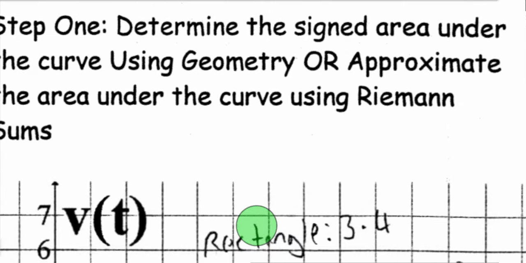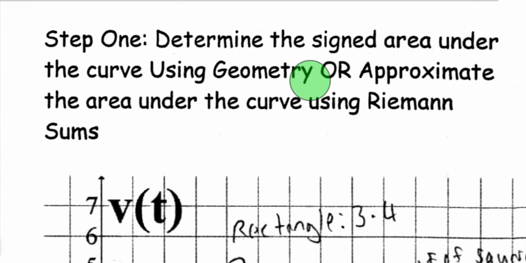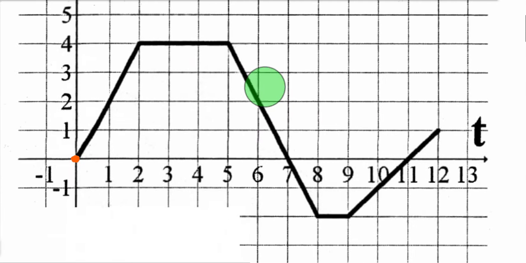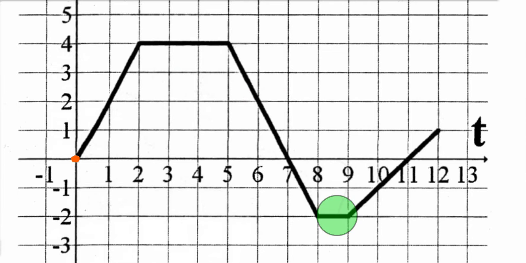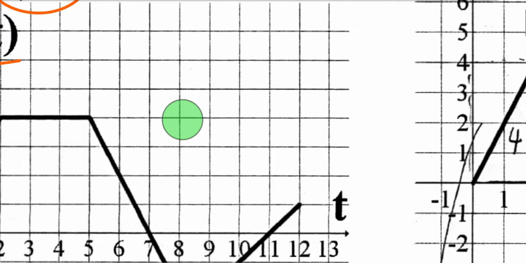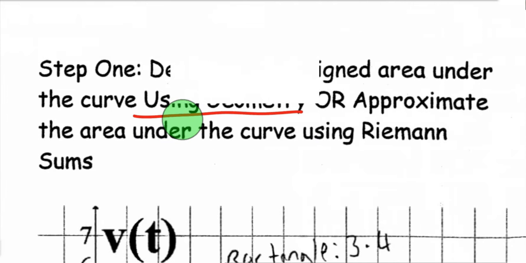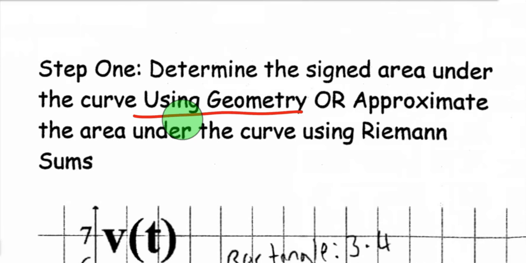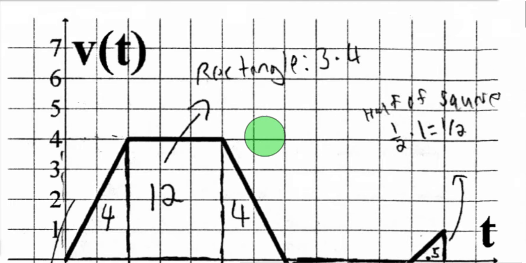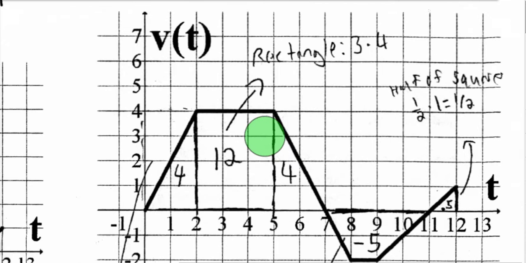So step 1 says, determine the signed area under the curve using geometry, or approximate the area under the curve using Riemann sums. Now, why are we going this route? Because it's a graph. We don't have an equation, so we can't find an explicit antiderivative. In this particular case, we're going to be using geometry, because the graph is so rigid. It will be easy for us to split this up into triangles, trapezoids, and rectangles and figure it out from there. So we will be using geometry to figure out the signed area, which will give us the displacement. Signed area of velocity is displacement.